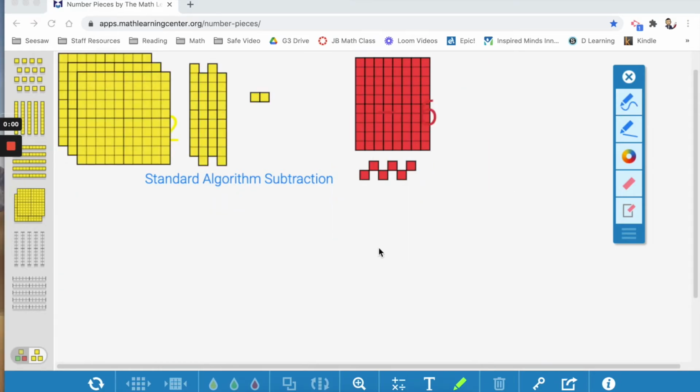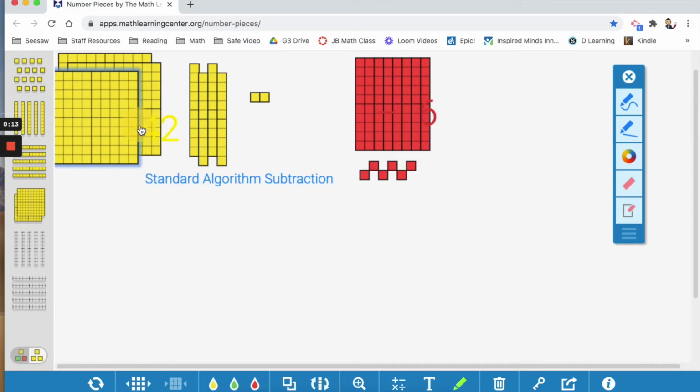In the last example of standard algorithm subtraction, we have a 3-digit number, and we're going to take away a 2-digit number. In yellow, you can see we have 3 hundreds, 4 tens, and 2 ones for the number 342.